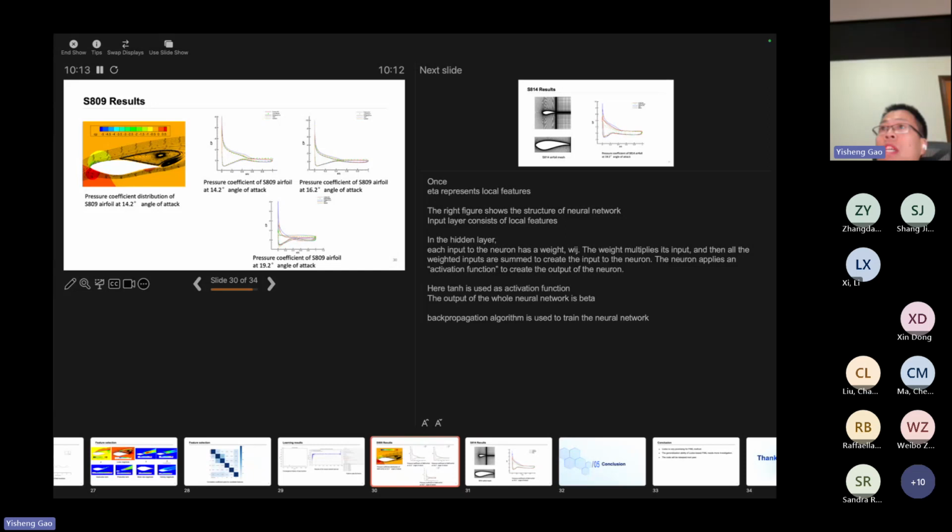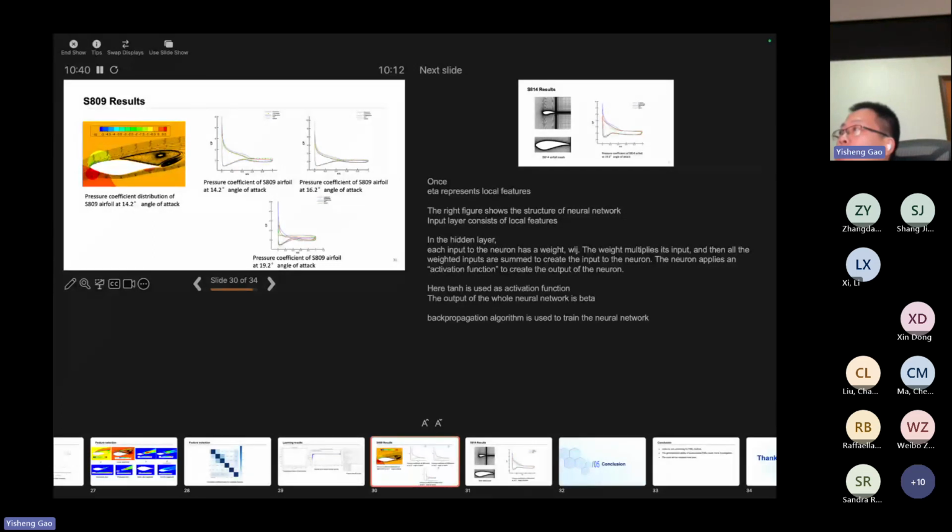And next, we use S809 for our FIML framework. The left one is the pressure coefficient distribution at 19.2 degree angle of attack.